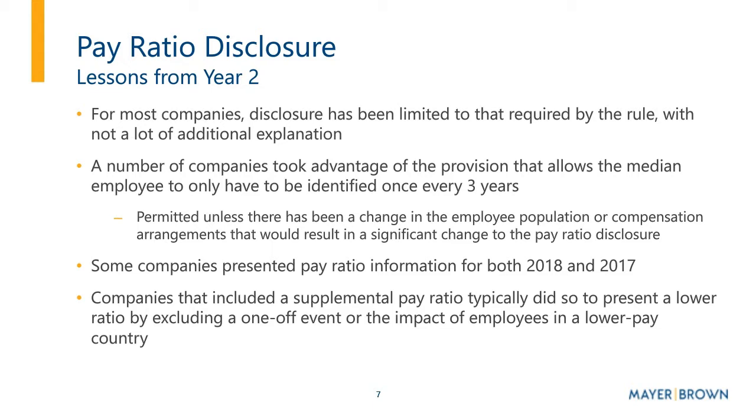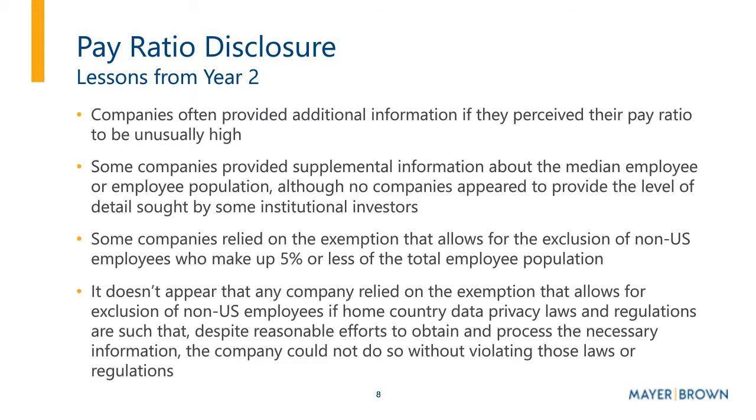There was pressure from institutional investors last year to include supplemental disclosures about their median employees and about the employee population itself, but companies generally resisted including these supplemental disclosures. Companies with a global footprint were more likely to include supplemental disclosures, but where they did provide more information, it was generally to explain an unusually high pay ratio.